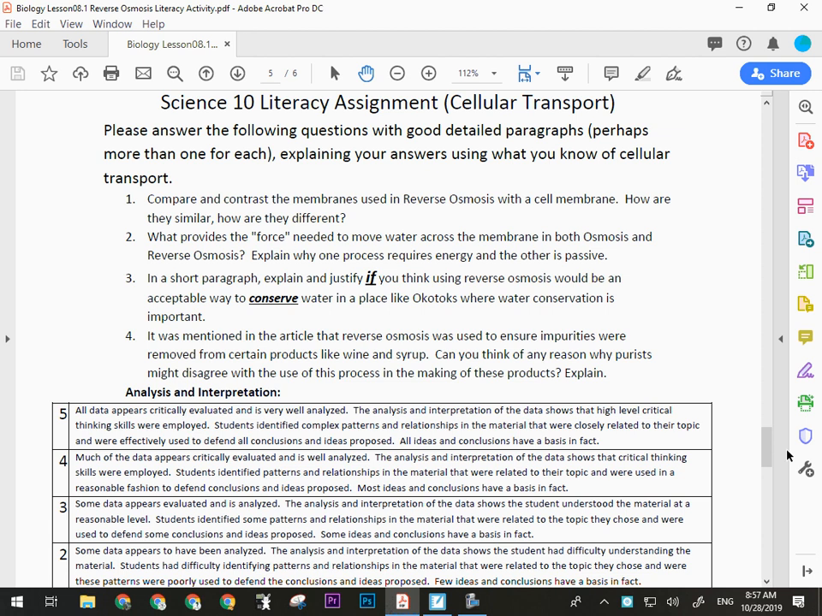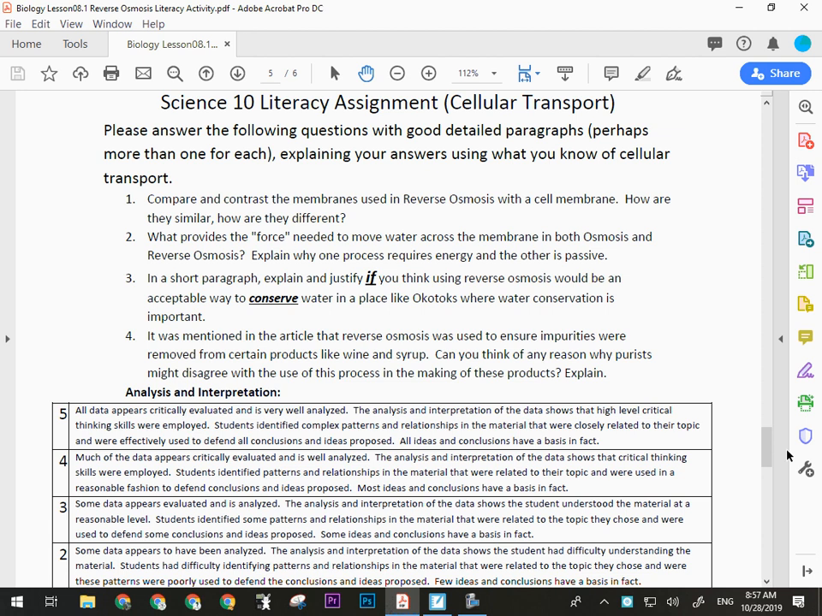In number 3, in a short paragraph, so I've got to write a few sentences here. Explain and justify if, that's underlined, bold-faced, and italicized, so this may be true or not true. Justify if you think reverse osmosis would be an acceptable way to conserve water. What does conserve mean? Ration, or take care of it, save it, not waste it. All of those things would be implied in conserving water.